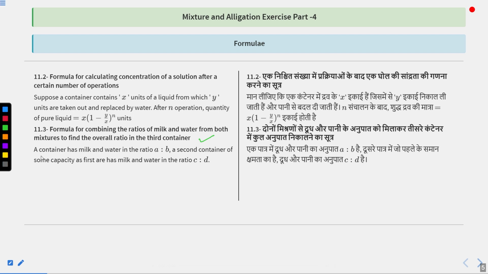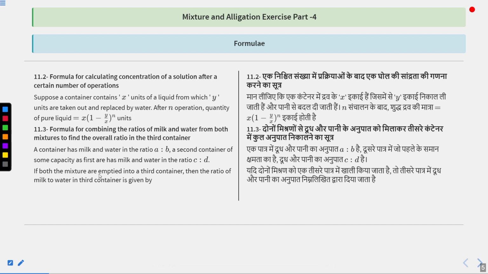Clear? Now the formula for combining the ratio of milk and water from both mixtures to find the overall ratio in the third container. A container has milk and water in ratio A:B. A second container of the same capacity as the first has milk and water in ratio C:D. Clear? If both the mixtures are put into a third container, then the ratio of milk and water in the third container is given by A upon A plus B plus C upon C plus D, ratio B upon A plus B plus D upon C plus D.